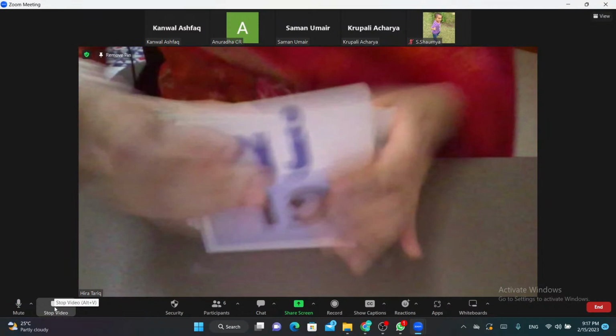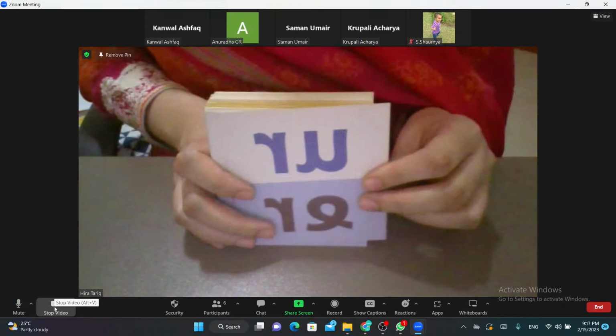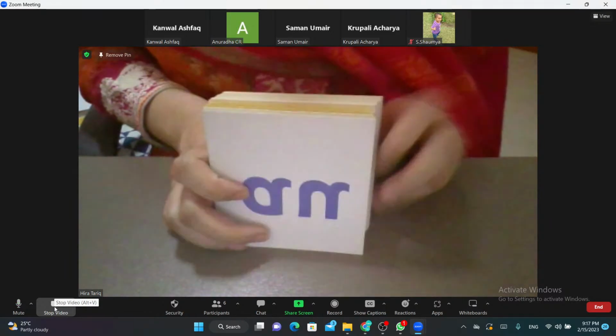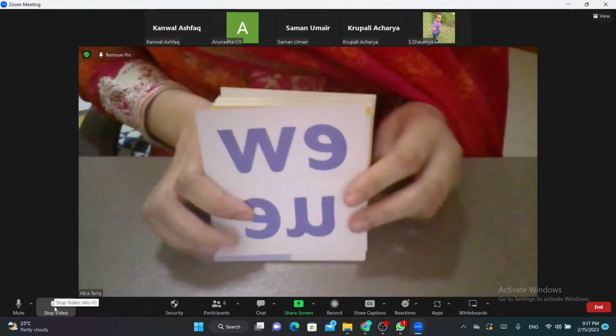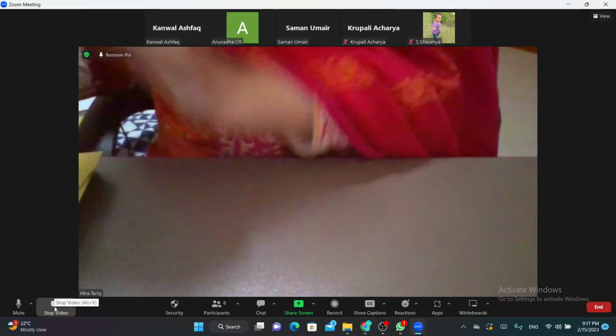Please. R. This. O. You. You and O. Thank you. Whoever said this, just give me a second. I have been working with these cards and they all are upside down. Let me correct them and show you.